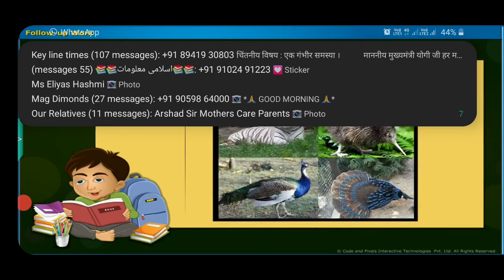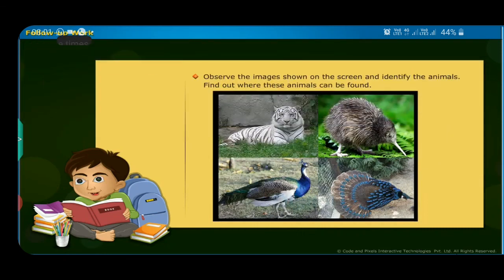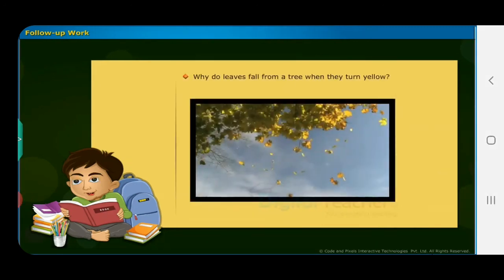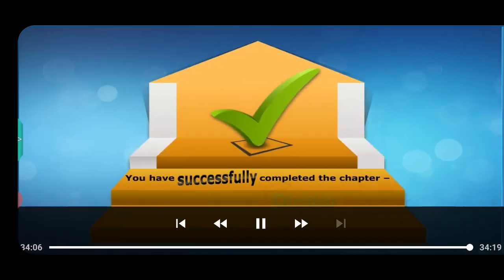Observe the images shown on the screen and identify the animals. Find out where these animals can be found. Why do leaves fall from a tree when they turn yellow? You have successfully completed the chapter, What is Science?